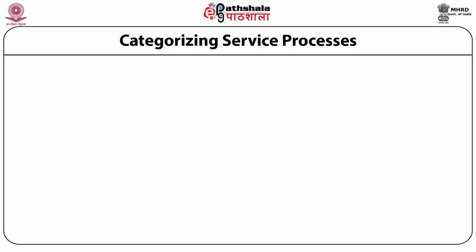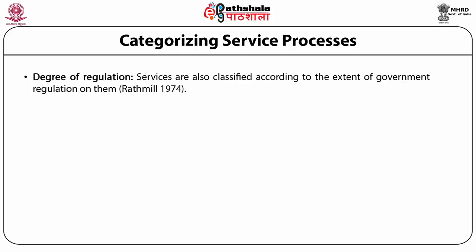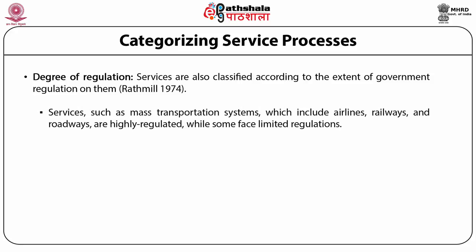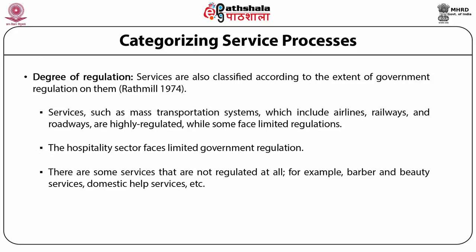A difference can be drawn on the degree of regulation. Services are also classified according to the extent of government regulation on them. Services such as mass transportation systems, which include airlines, railways, and roadways, are highly regulated, while some face limited regulations. The hospitality sector faces limited government regulations. And then there are some services that are not regulated at all. For example, the barber and the beauty services, the domestic help services, etc.